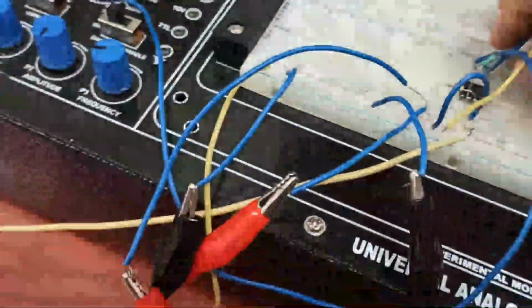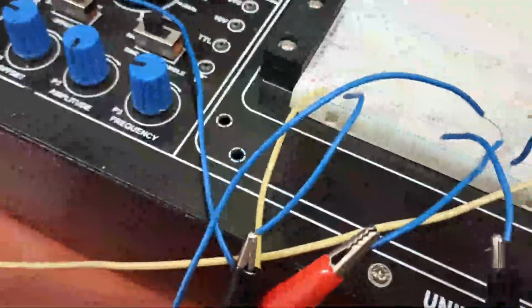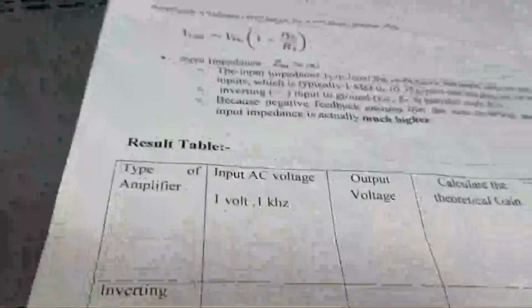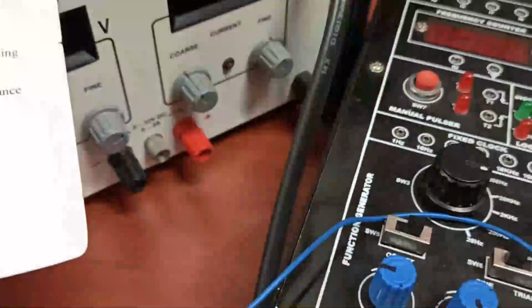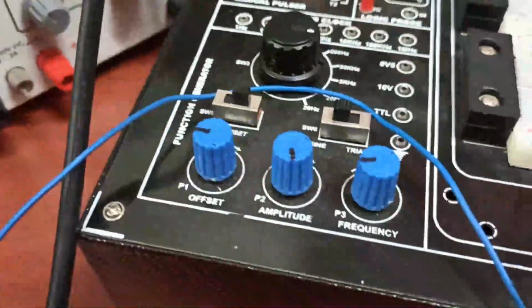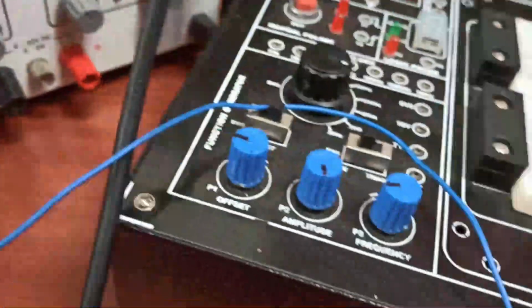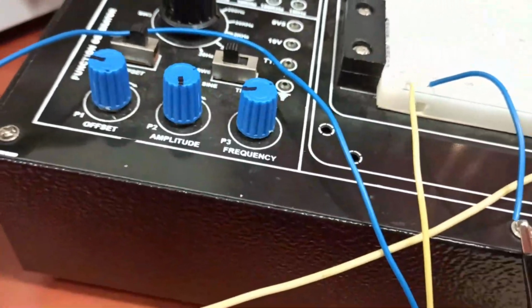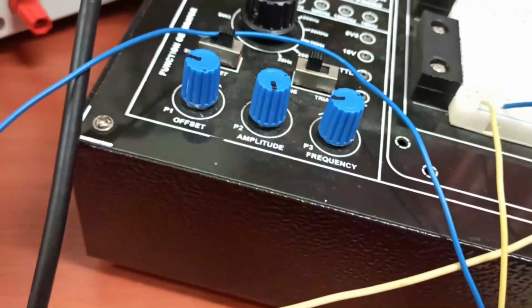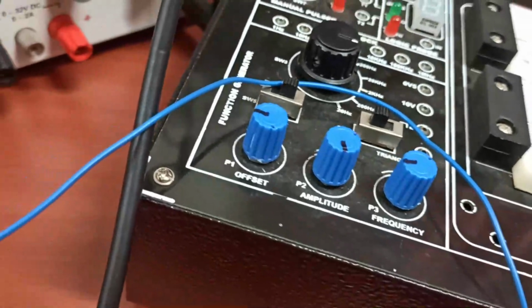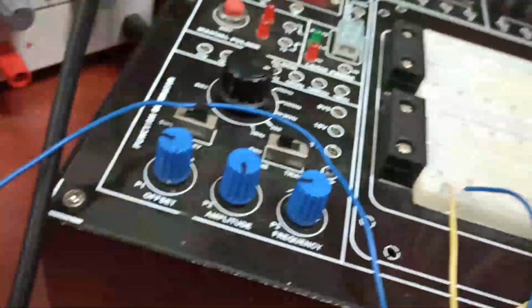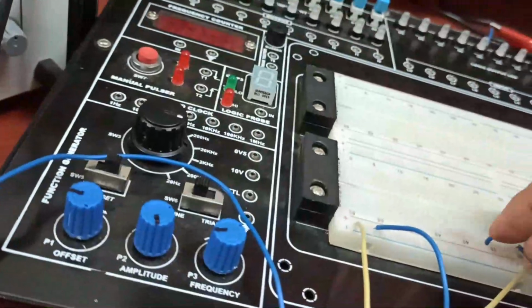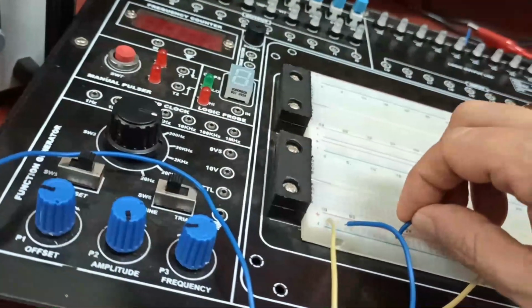I will again reconnect this circuit for a non-inverting amplifier. For a non-inverting amplifier, what we have to do? Pin number 3, we have to give the function generator. Okay, now I will show you. See, now the function generator is to be connected to pin number 3. Okay, and the other end of the 1K resistor is to be grounded. I am grounding it like this.